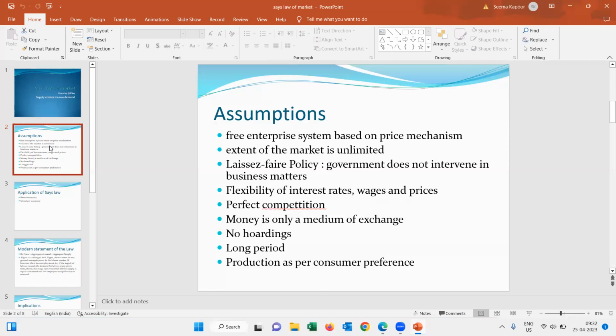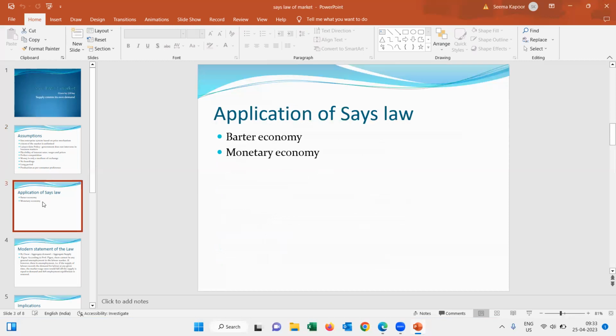It is based upon the long period and the production will be there as per consumer preference. So based upon these important assumptions, Say's law is that supply creates its own demand, and that means aggregate demand will be equal to aggregate supply in the long run. This law is applicable in both economies, barter economy and monetary economy.